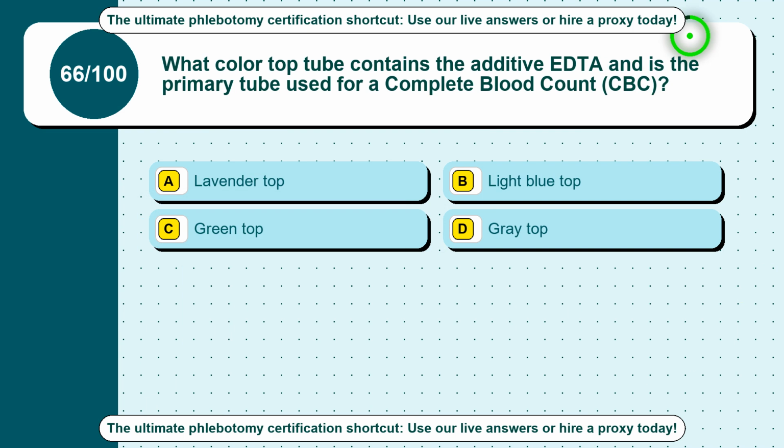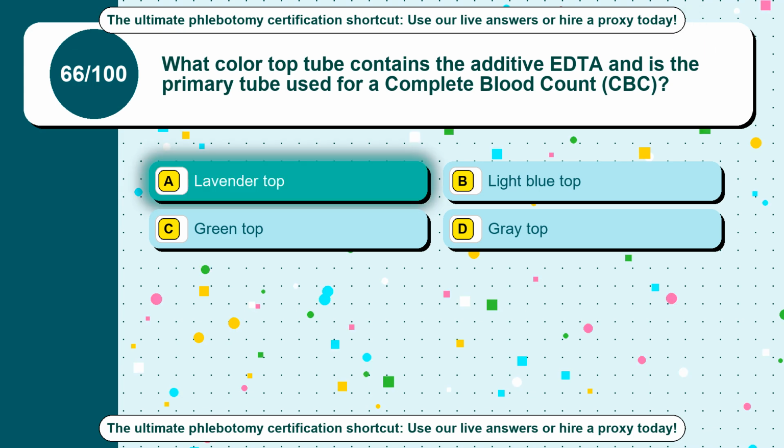Question 66. What color top tube contains the additive EDTA and is the primary tube used for a complete blood count, CBC? Option A. Lavender top. Option B. Light blue top. Option C. Green top. Option D. Gray top. The correct answer is option A.